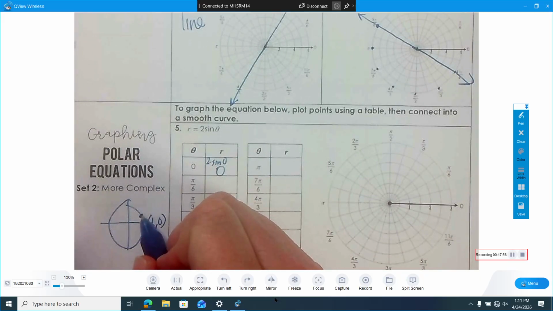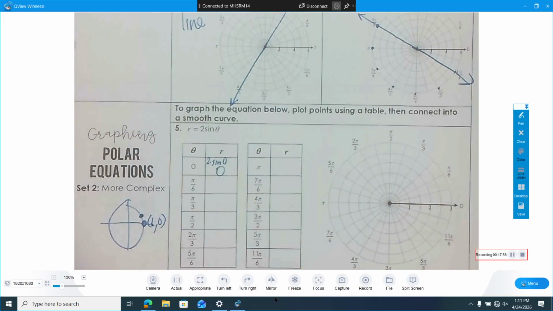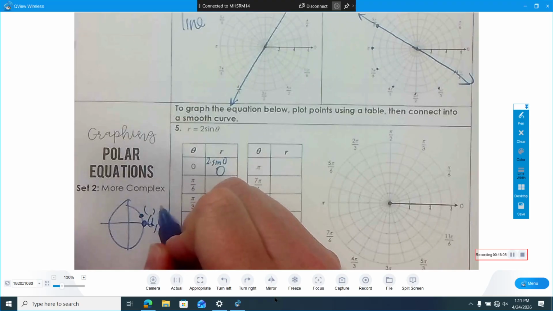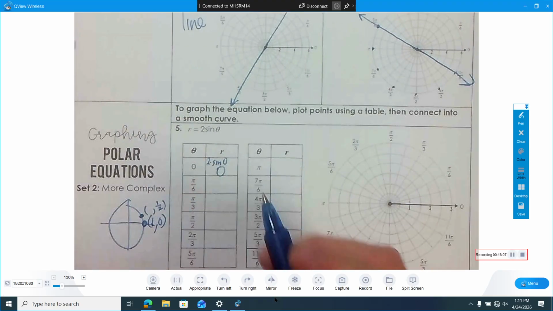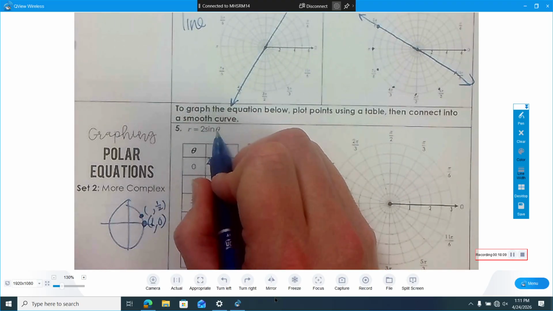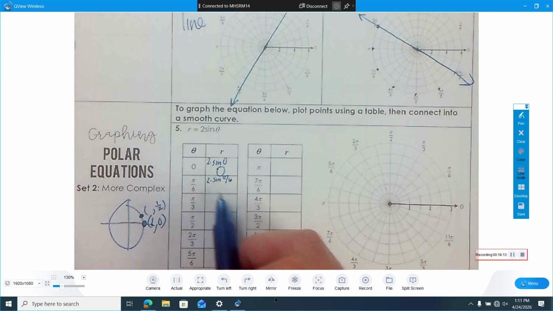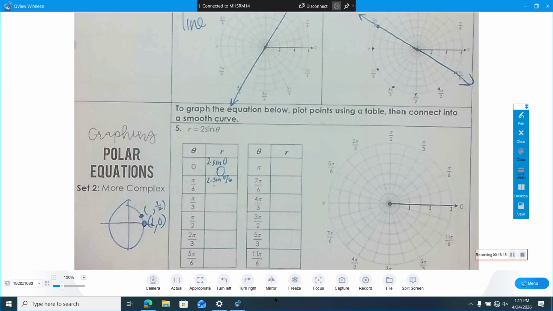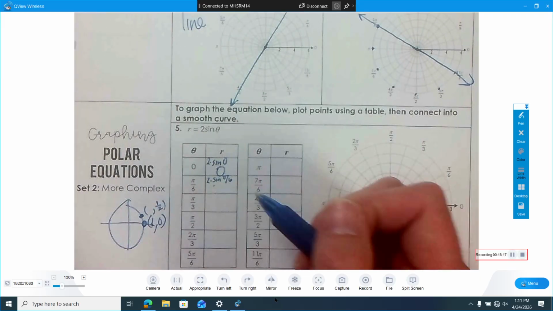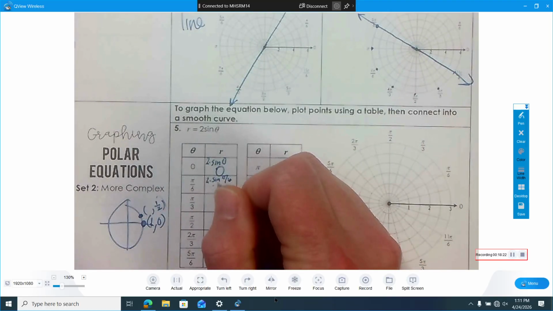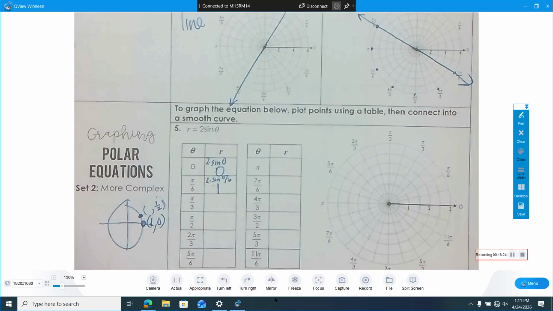At pi over 6, what's our ordered pair? And then up 1/2, good. And so what we're doing is we're plugging in pi over 6, so we want 2 times sine of pi over 6. What's the sine of pi over 6? 1/2. And what's 2 times 1/2? 1. Yeah, 1. All right. Yeah, there's 2 in front.